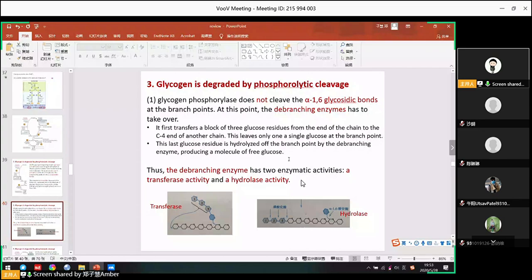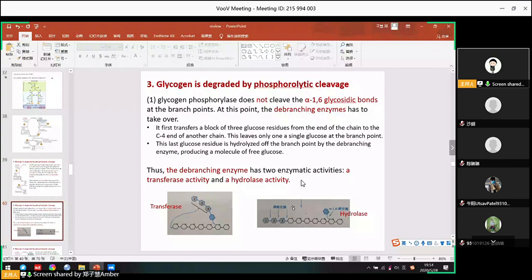So it has these two steps. It firstly transfers a block of 3 glucose residues from the end of the chain to another chain. This is the first enzyme activity. The second enzyme activity is hydrolase.